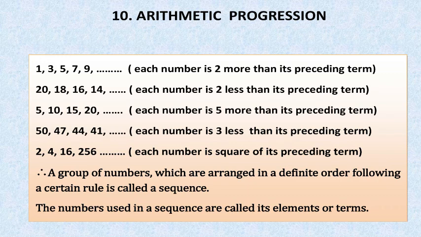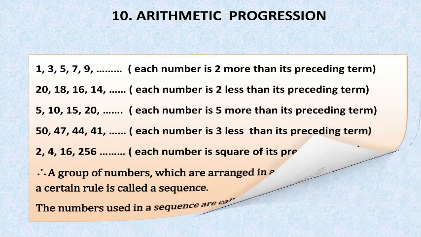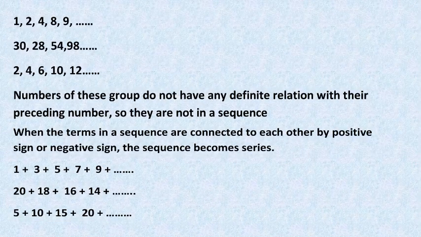So what is a sequence? If a group of numbers are arranged in a definite order by following a certain rule that should be the same, then only we can call them a sequence. Each number represented in a sequence is called an element or also a term. Now move to the next slide. Just observe the next 3 examples.